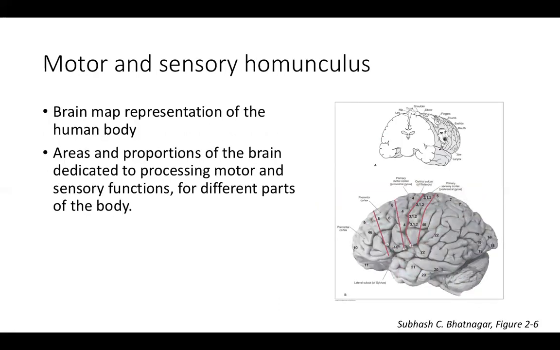And here I'm showing you, for both the motor and sensory strip, the homunculus, which is a brain map representation of the human body, in other words, almost like a map showing the areas that have greater dedication to them for both sensory processing and motor processing. And the proportion that is dedicated for those brain areas is in proportion to the area that's represented in the brain.